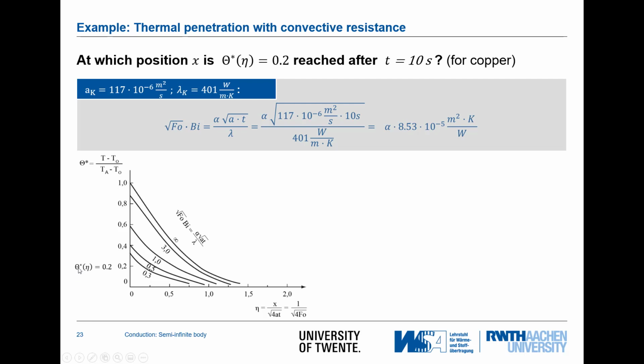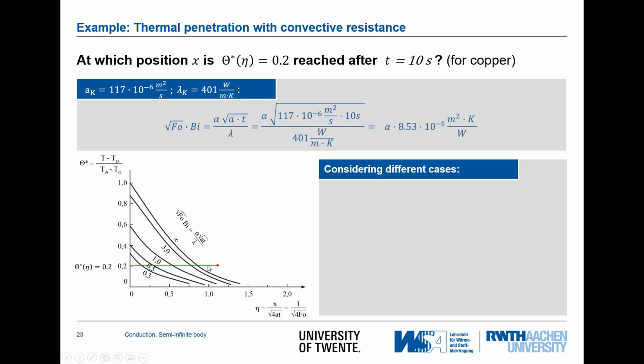We are looking for a value of eta, or the dimensionless temperature, equal to 0.2. So we can draw a line here on this part, and then we can consider two different cases. The first case that we had before is that the heat transfer coefficient on the outside is infinity. So we impose directly the wall temperature.